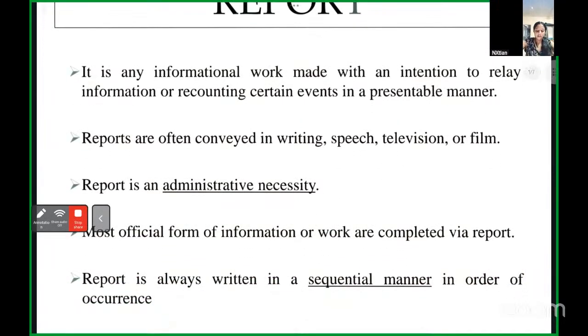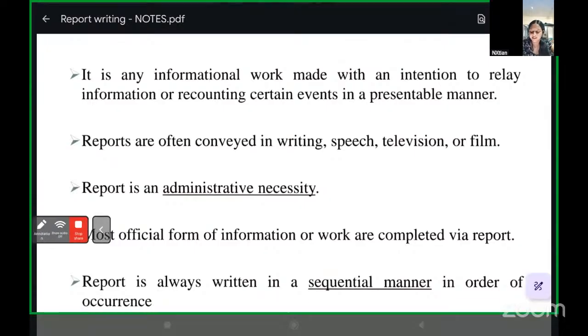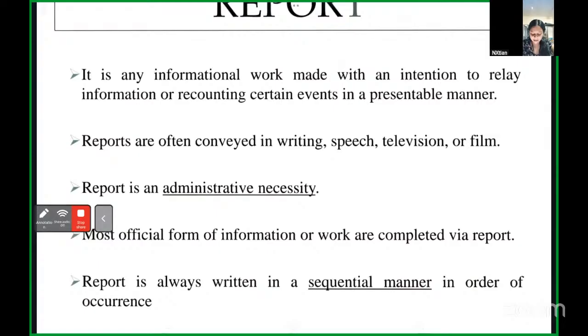Now, a report is any informational work made with an intention to relay information or recount certain events in a presentable manner. So now see, what is the intention of writing a report? Why do we write a report? It will either be to give some information or to recount certain events.